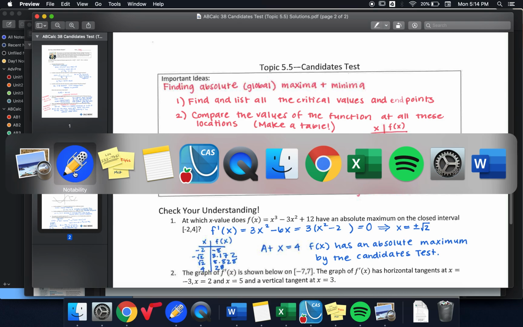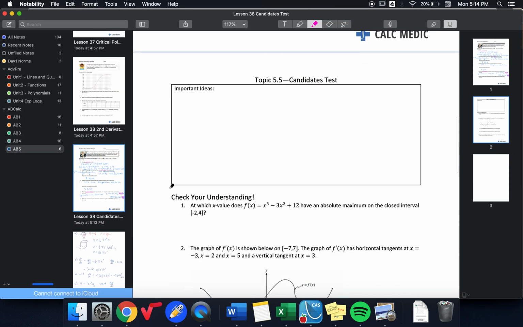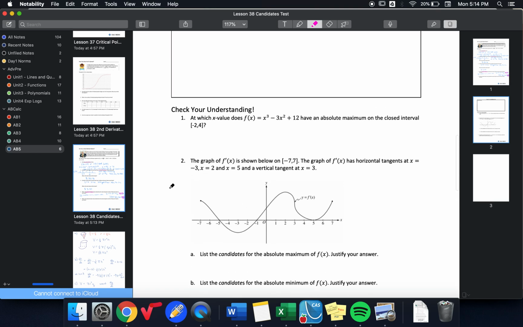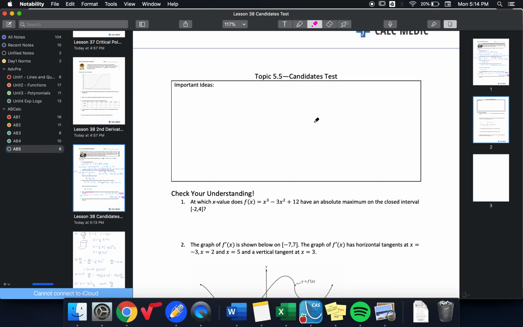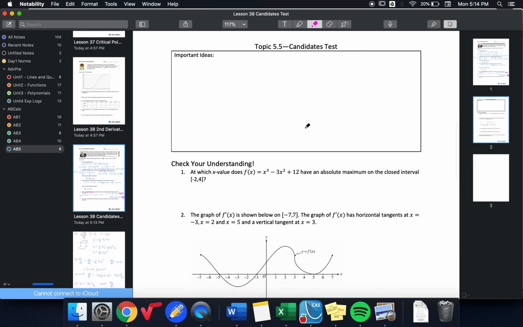I would like you to go ahead and continue, do your CYUs, toolkit your candidates test, and remember you can always refer to that answer document to go back and check your answers.